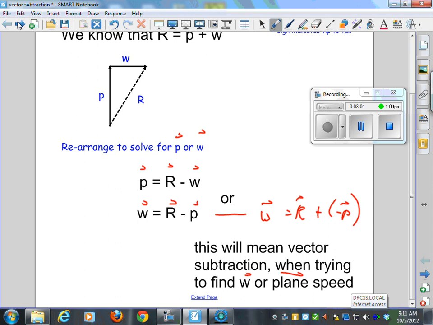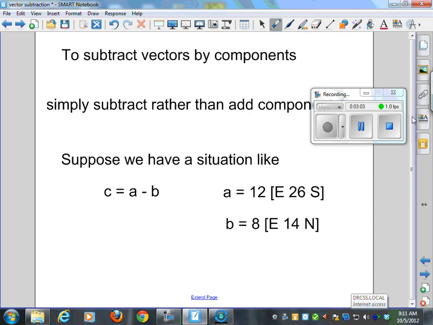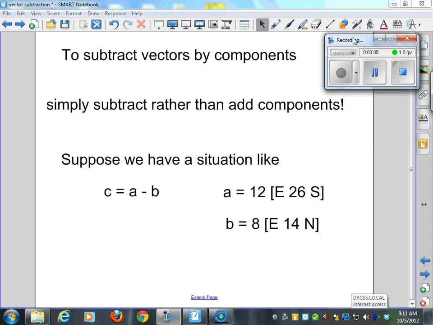But I'm going to show you a different way, okay? And it's pretty simple. To subtract vectors by components, all you do is subtract the components rather than add them. That's it. Theoretically, I could stop there. Obviously, I won't. I'll explain a little bit more. But that's all you have to do. Instead of adding the components, you're simply going to subtract them. Now, the key is that your positive and negative signs have to be set up right, and you've got to be careful with them. But for the most part, it's pretty straightforward.